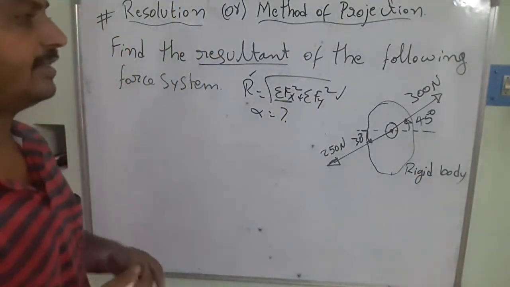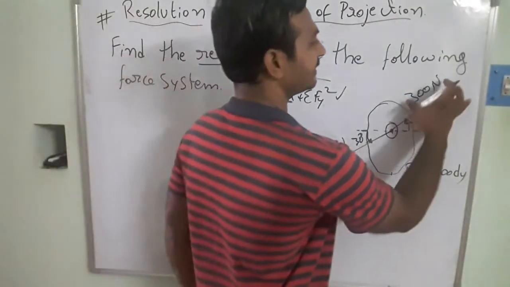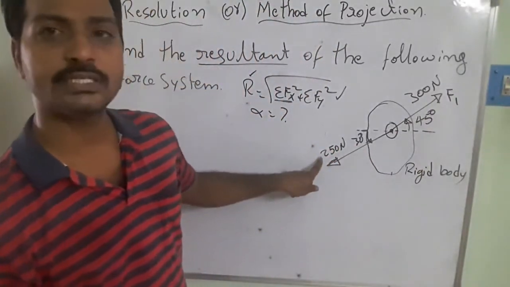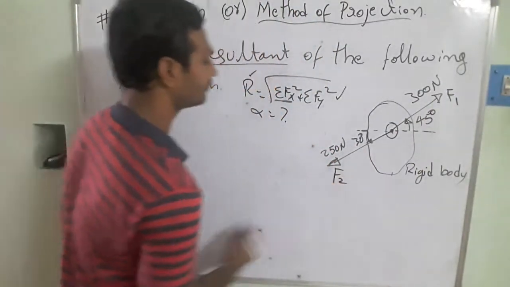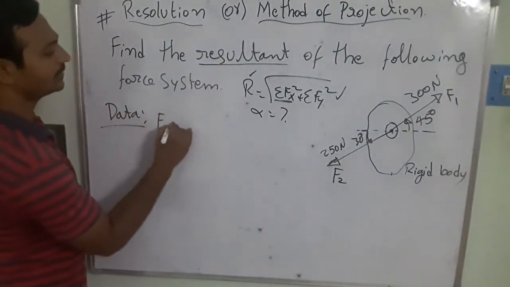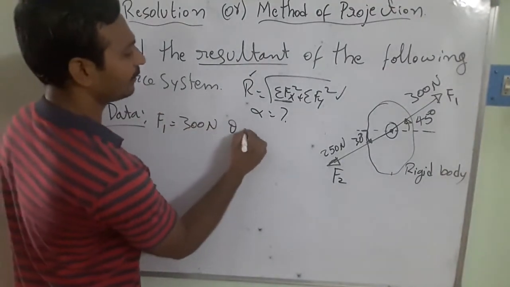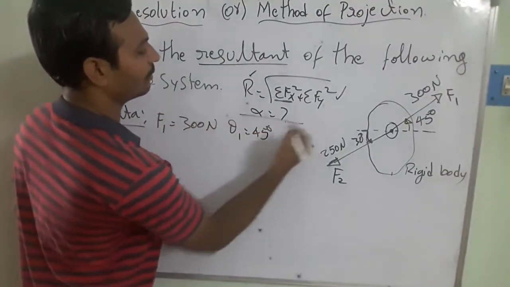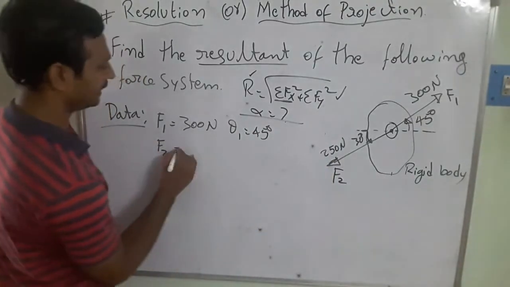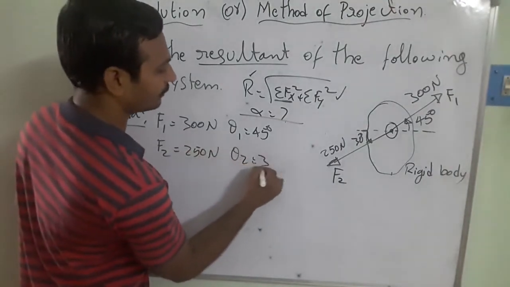So I am going to be taking the free body diagram for the individual forces. So I am going to be considering this 300 newtons as F1, and similarly the 250 newtons is going to be called the F2 force. So in the given data I am going to be calling F1 is equal to 300 newtons, and theta 1 is equal to 45 degrees with the horizontal component. And similarly F2 is equal to 250 newtons, and theta 2 is going to be making an angle of 30 degrees.